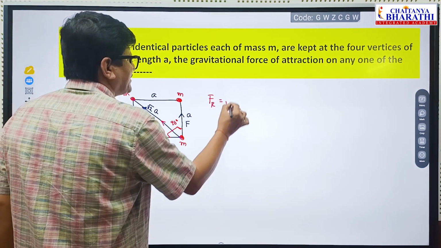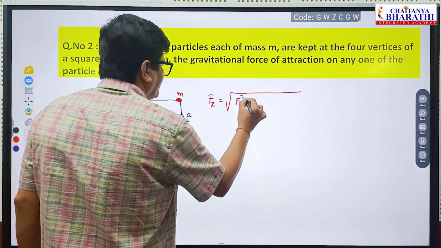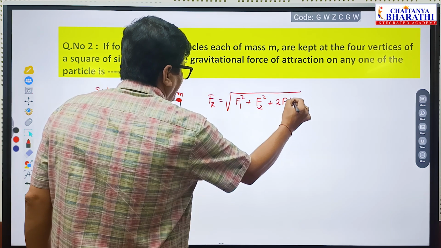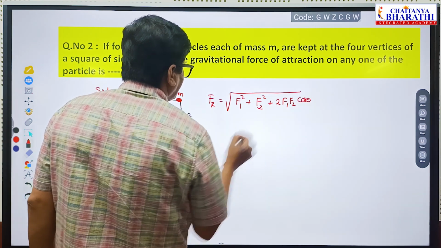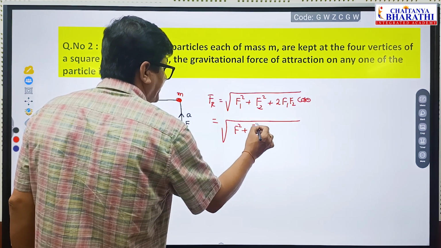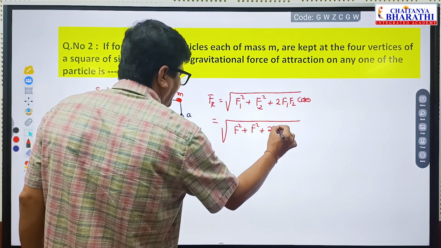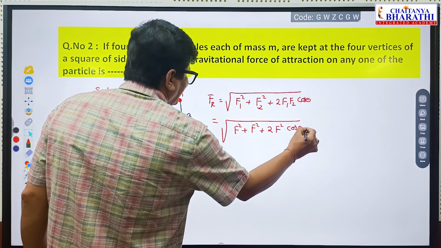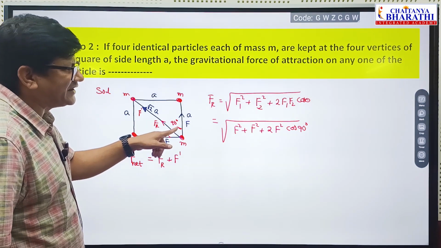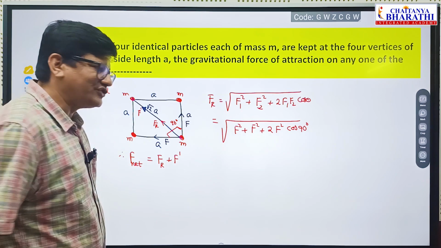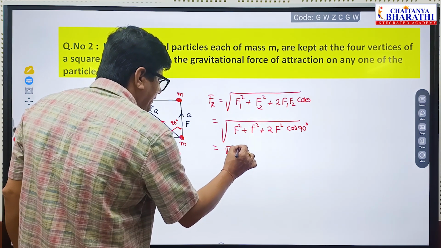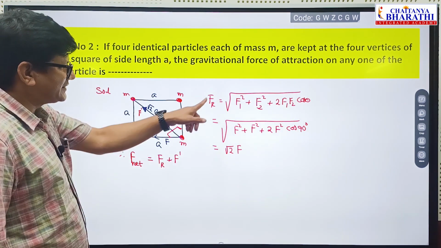Fr, same formula, sir. Directly भी लिख सकते हैं: under root F1 square plus F2 square plus 2 F1 F2 cos theta. So under root F square plus F square plus 2F into F cos 90 degrees. Between these two forces, angle is how much? 90 degrees. Cos 90 value 0. Then root F square plus F square क्या आ जाएगा? Root 2F आ जाएगा. This is Fr.